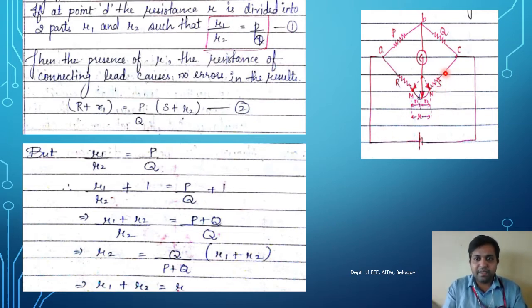the S will get connected to what? This other set of resistance, that is r2. So S plus r2, into the ratio arms. The ratio arm is represented by P by Q. So let us consider this as equation number 2.